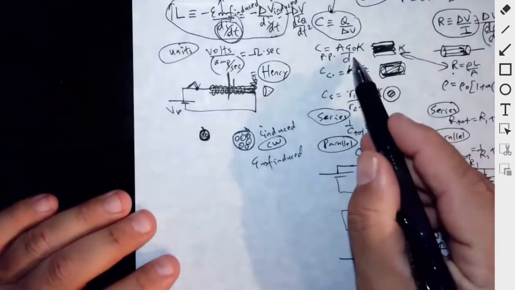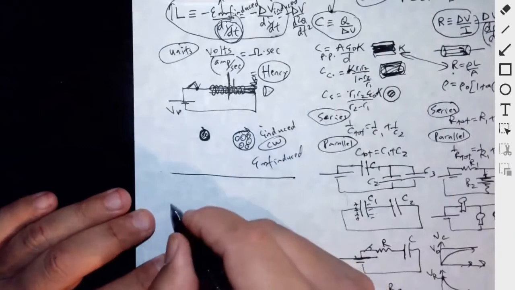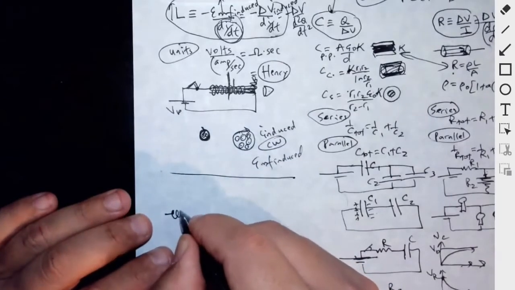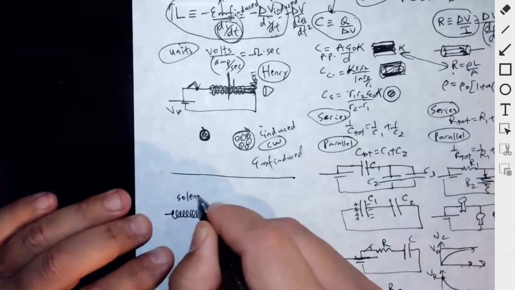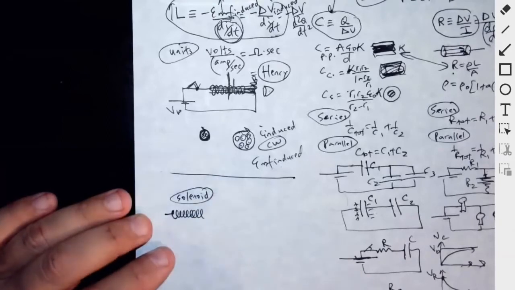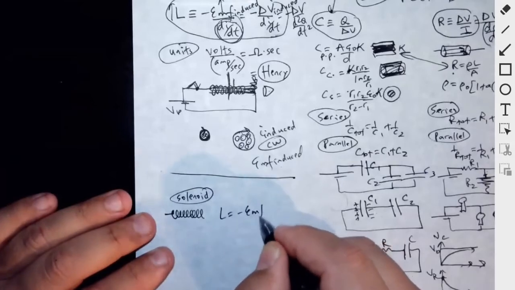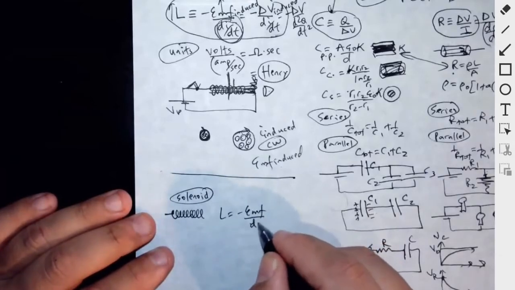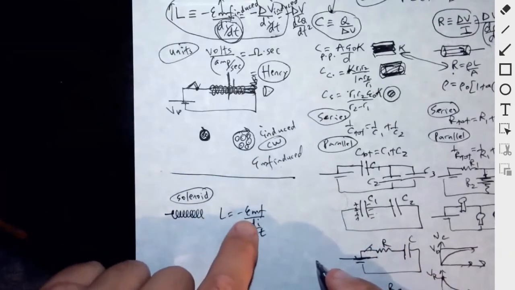So that's kind of gonna be similar to what we did with parallel plates. So if you do a solenoid, what would its inductance be? Negative EMF over di/dt. Okay, now here's how the definition is gonna be used.